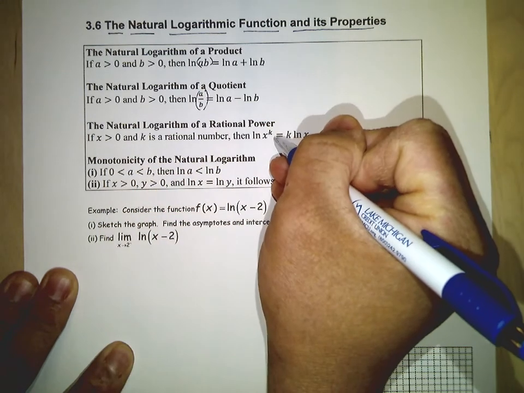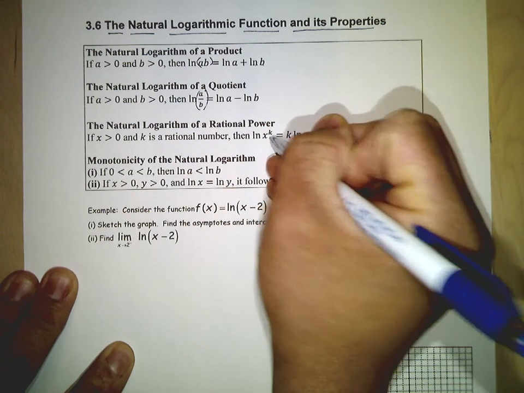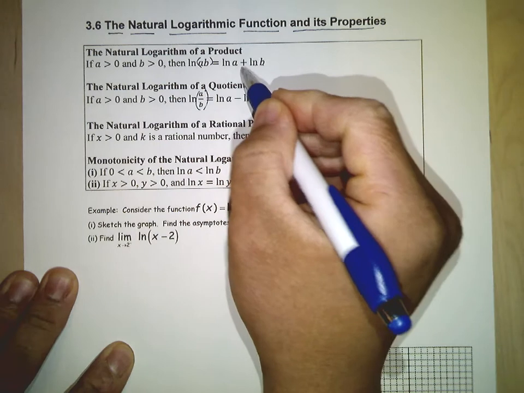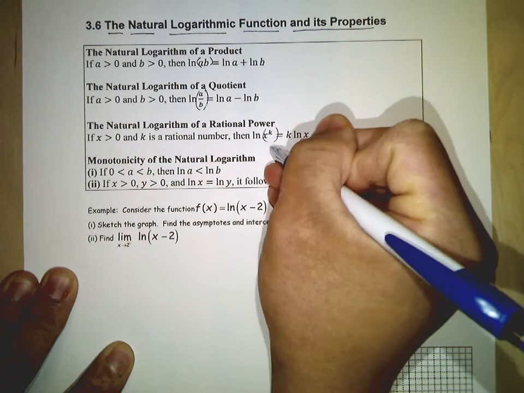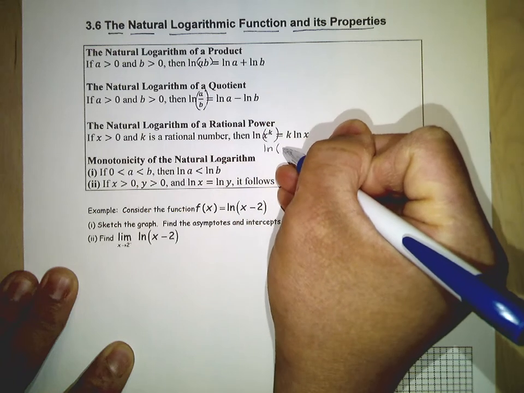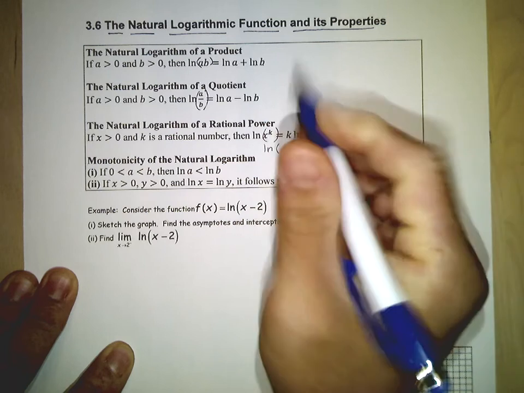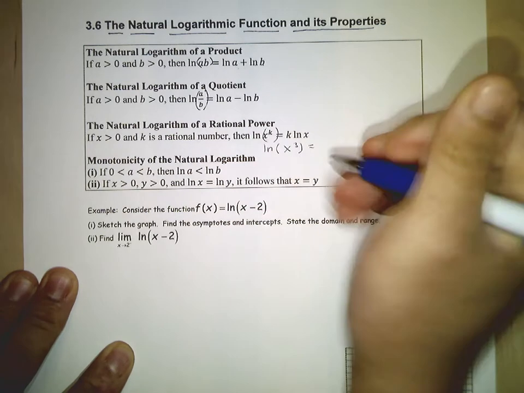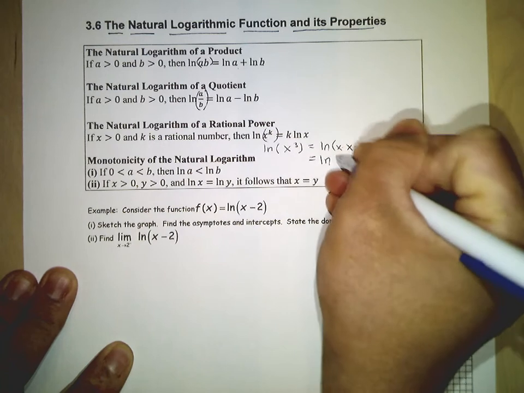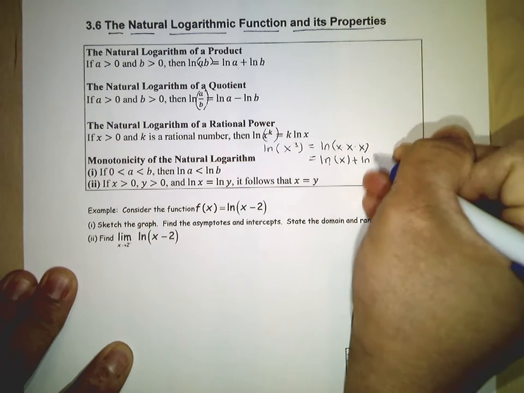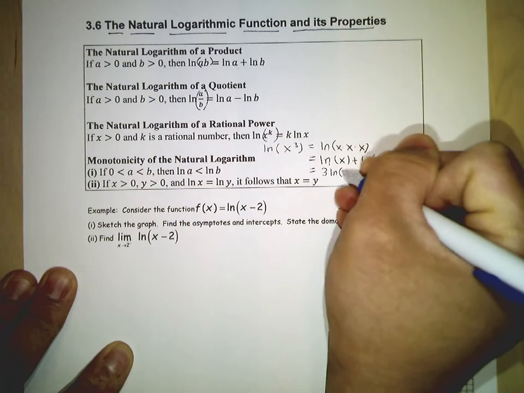If you think about it, this is actually a redundant rule because it's the same as the product rule. Let's say it was x to the third, then using this rule here, natural log of x times x times x is natural log of x plus natural log of x plus natural log of x. So that would be 3 natural log of x.